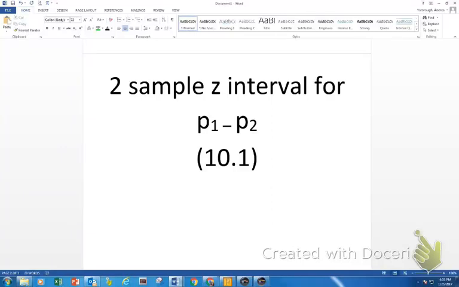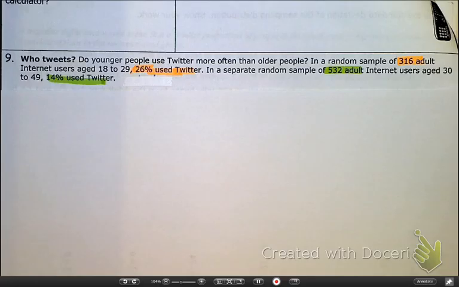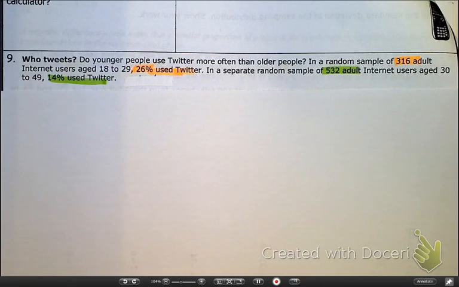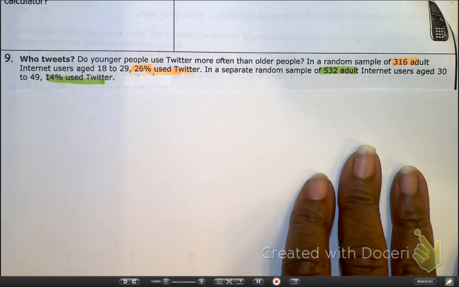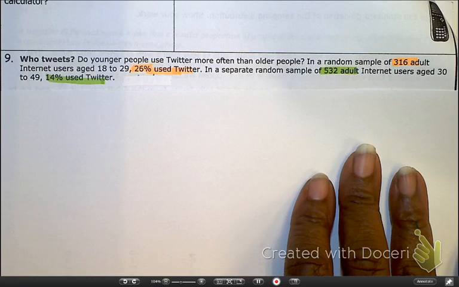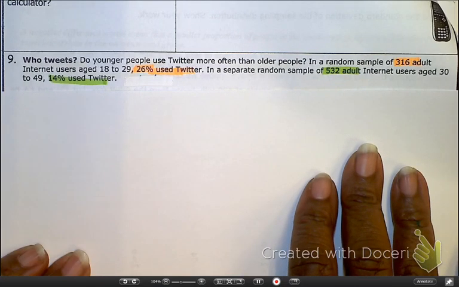Hey. The objective of this video is to do a two sample Z interval for the difference of two population proportions. And this is section 10.1 of our book. And let's go to page 10 of your notes. So on page 10, problem number 9 specifically, we are looking at tweeting. So go ahead and read that information.